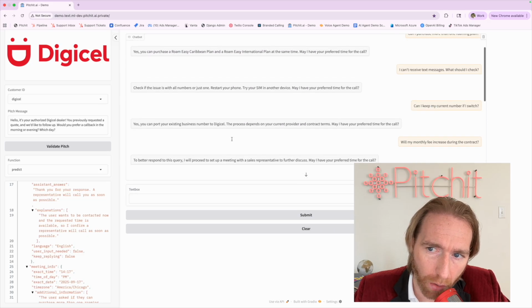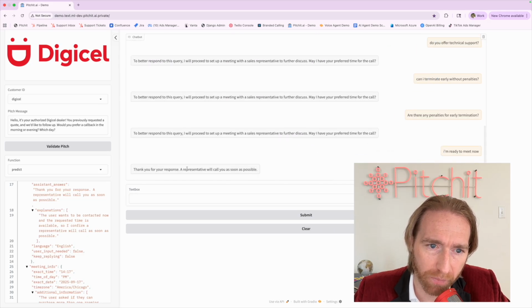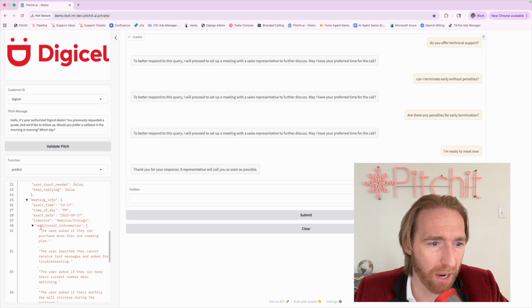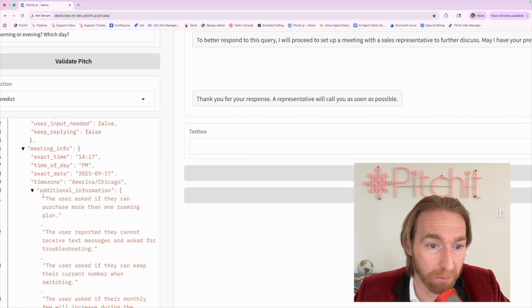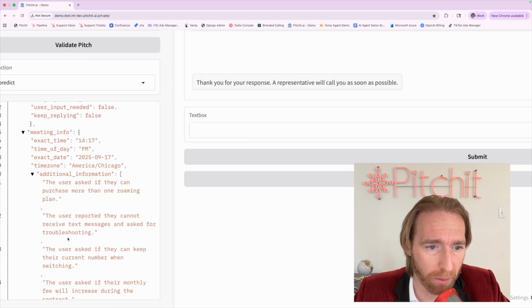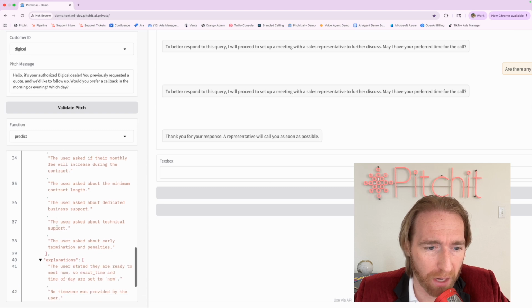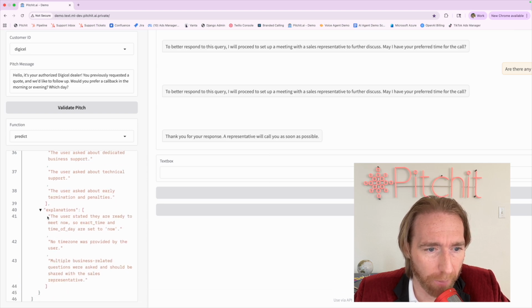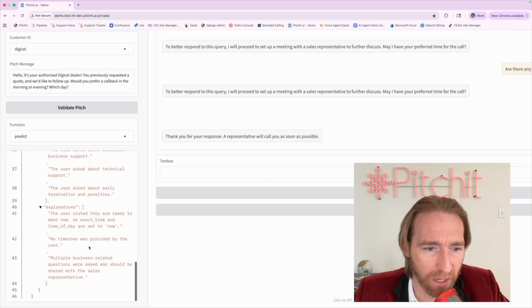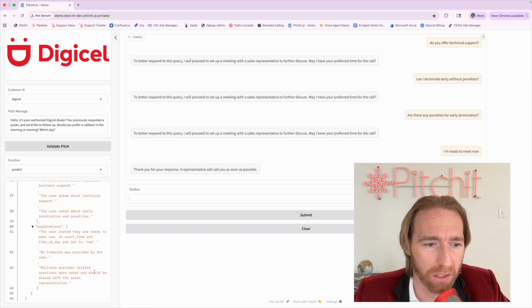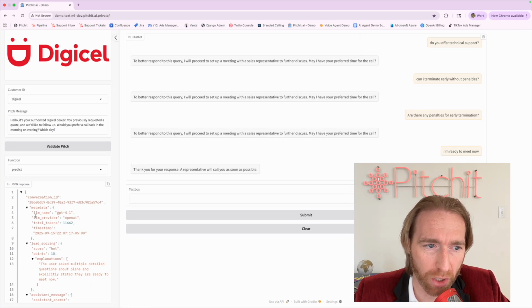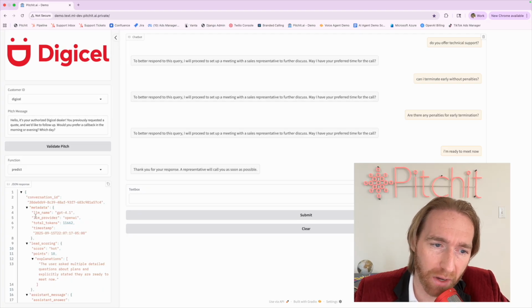So obviously all of the back and forth messages will be posted into the system of record. But we'd also have the date and time of the meeting, some dispositioning, like a quick summary. The user asks if they can purchase more than one roaming plan, that they can't receive messages and have some concerns about support, minimum contract length, etc. They stated that they wanted to meet now. We didn't really have a time zone on them, but multiple business-related questions were asked and should be shared with the sales representative.